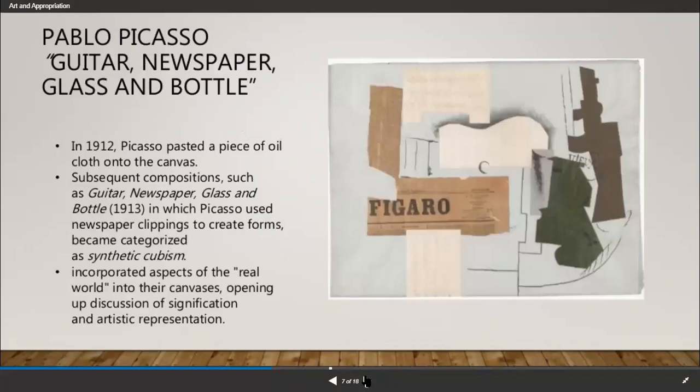And also Pablo Picasso. Guitar, newspaper, glass, and bottle, which has been associated also in his artwork. Now, remember I let you make a mosaic. Now, that one is an example of how we're going to incorporate those kinds of pieces into your artwork.